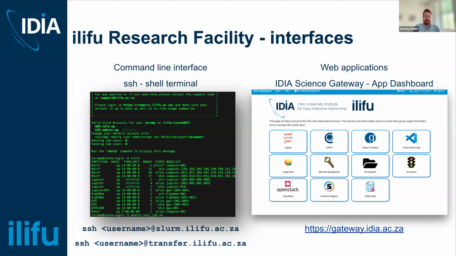So on the left of the slide is an example of terminal access, and the command below is how one would SSH to ilifu from your local workstation, either to the Slurm login node or a server dedicated to transfer nodes. So that's SSH and then your username at slurm.ilifu.ac.za. So once you've SSH'd to ilifu, you can run typical Linux commands to navigate the file system, browse directories that you have access to, edit files, and the main purpose is really to submit jobs to the cluster and monitor and manage your jobs from the Slurm login node.